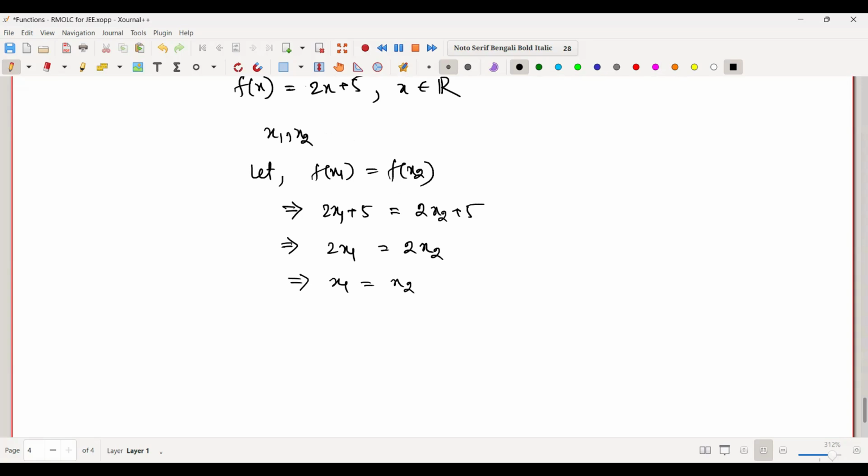So we have assumed that f(x1) equal to f(x2). That means x1 and x2 have the same image.